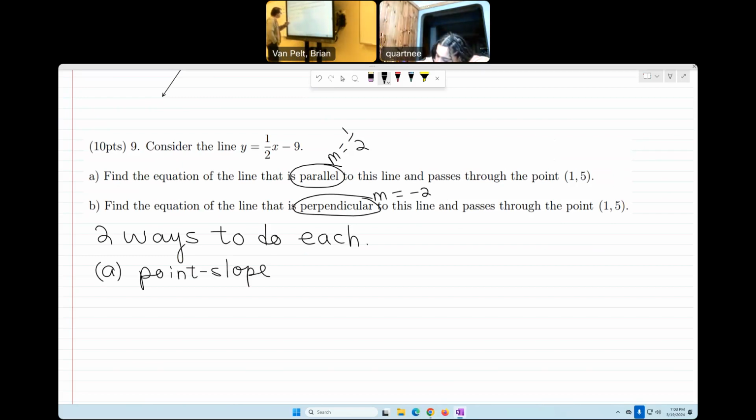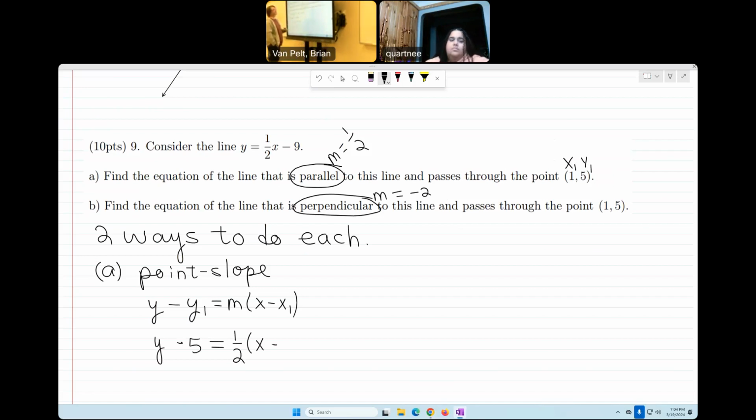The way yours works is like this, y minus y1 equals m times x minus x1. This is where you throw in the point they give you. This is the x1 and the y1 is the point given, right? So I'll replace them. y minus 5 equals 1/2 times x minus 1.